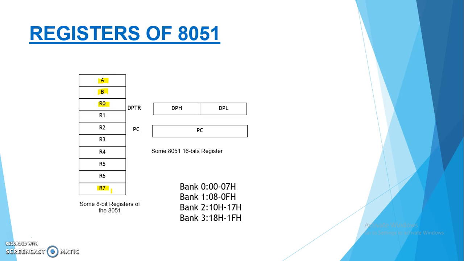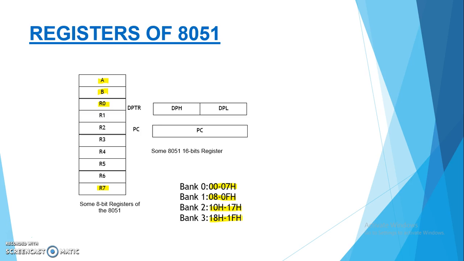And these banks are nothing but part of the internal memory. The internal data memory ranging from 00 hex to 07 hex has been given to bank 0. Internal data memory locations ranging from 08 to 0F hex are allotted to bank 1. 10 hex to 17 hex has been allotted to bank 2, and bank 3 starts from 18 hex to 1F hex. So every bank has its own R0 to R7, but at a time only one bank remains active.